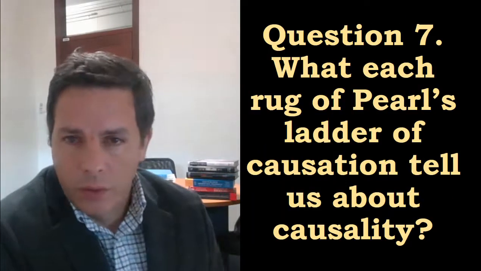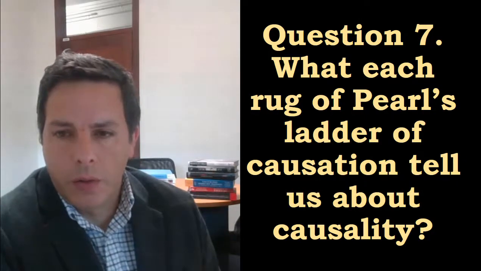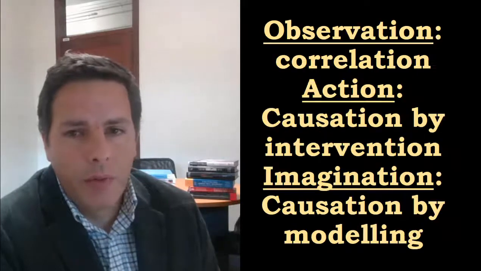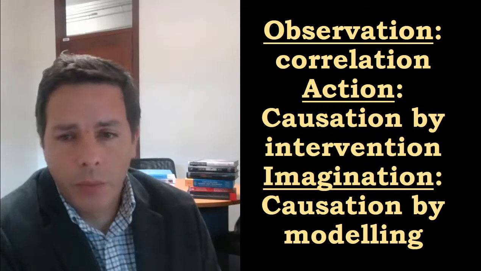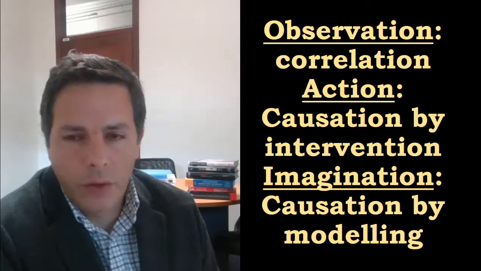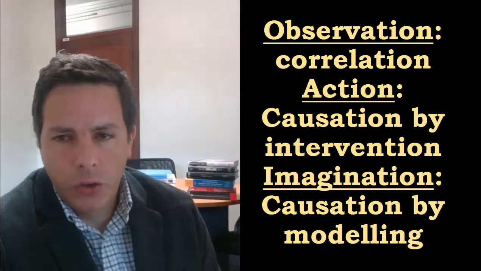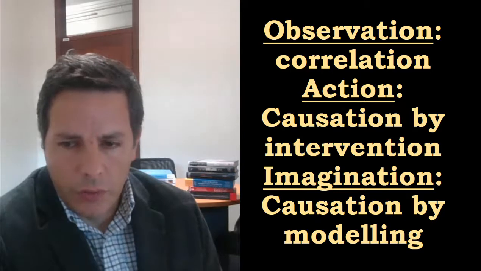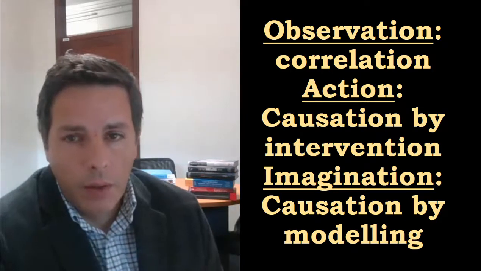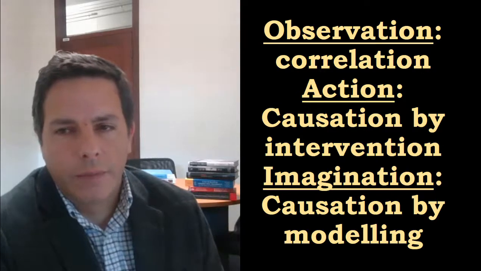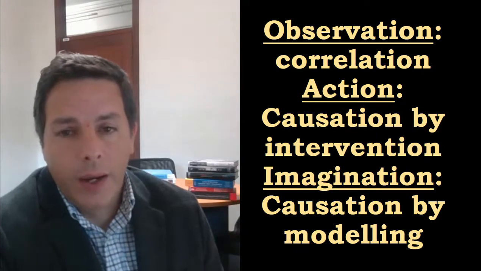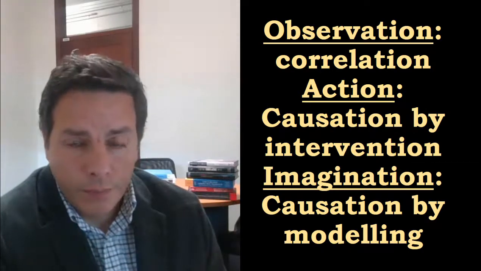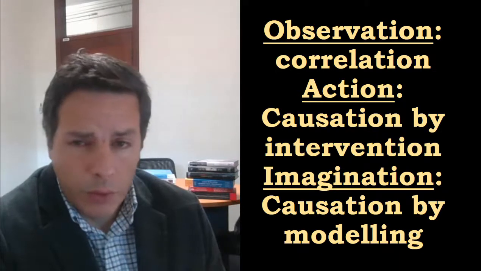Okay, question 7. What does each rung of Pearl's ladder of causation tell us about causality? Okay, so remember that Judea Pearl proposed this ladder of causation in which we've got observation as the first rung, action as the second, and imagination as the third. And he claimed that in each rung of causation we can produce different types of knowledge. So in observation we can only establish correlation.